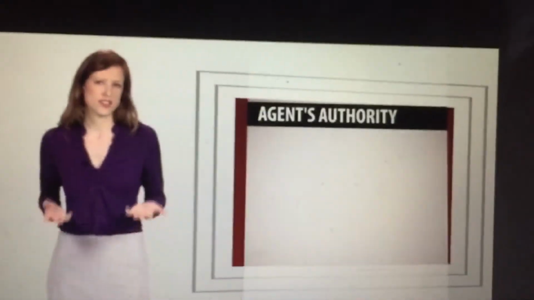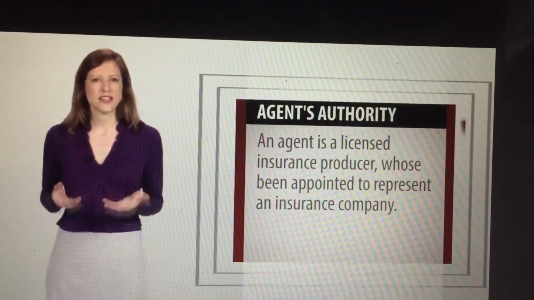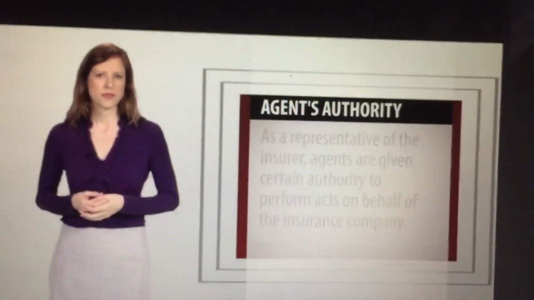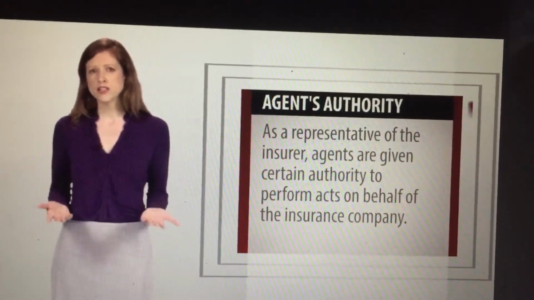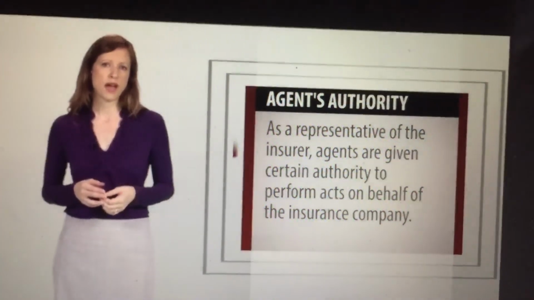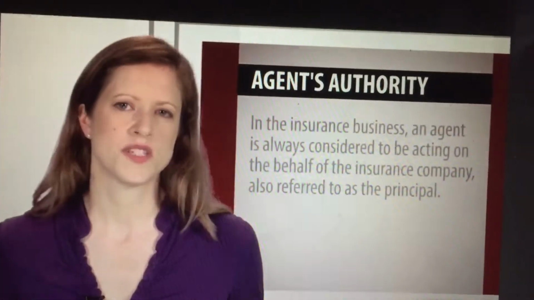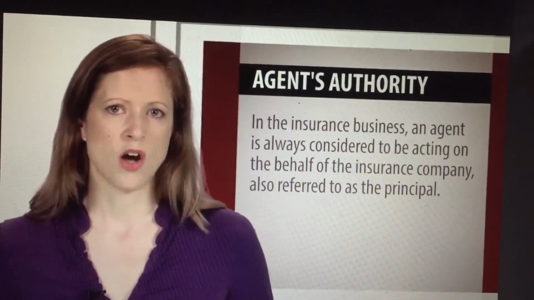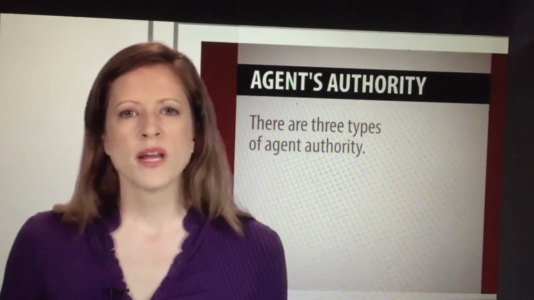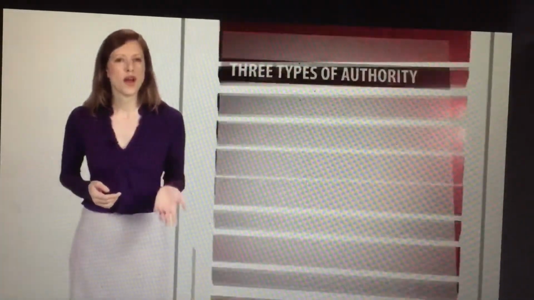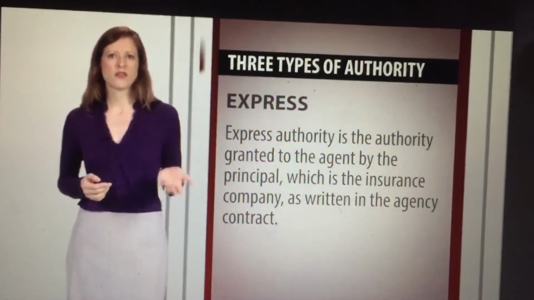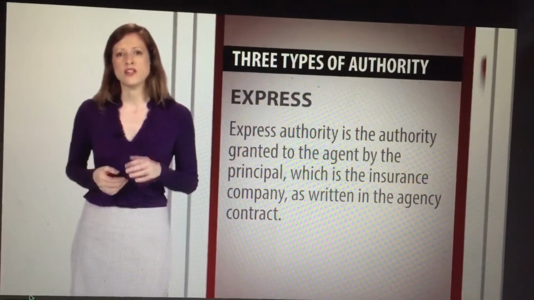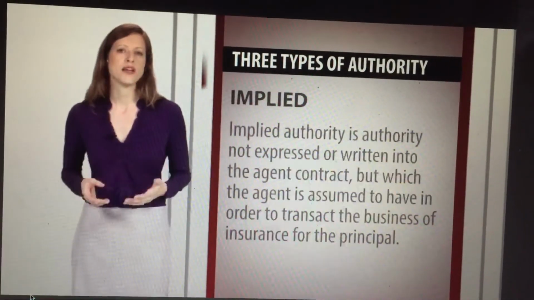Now let's learn about the agent's authority. An agent is a licensed insurance producer who's been appointed to represent an insurance company. As representative of the insurer, agents are given certain authority to perform acts on behalf of the insurance company. In the insurance business, an agent is always considered to be acting on behalf of the insurance company, also referred to as the principal. There are three types of agent authority. Express. Express authority is the authority granted to the agent by the principal, which is the insurance company, as written in the agency contract.